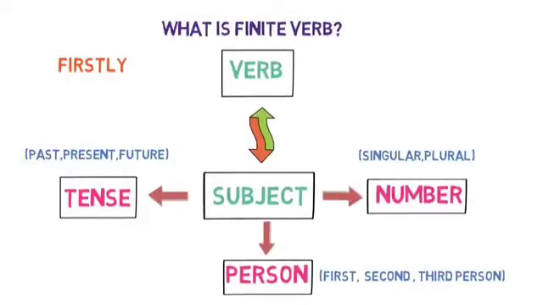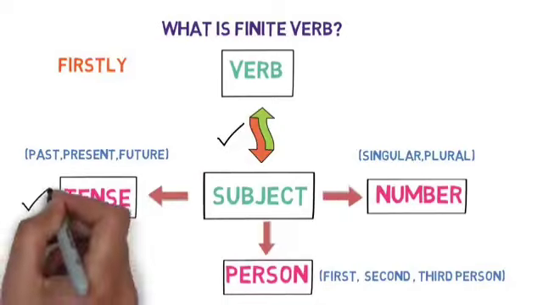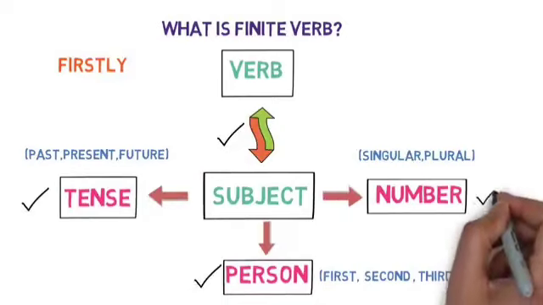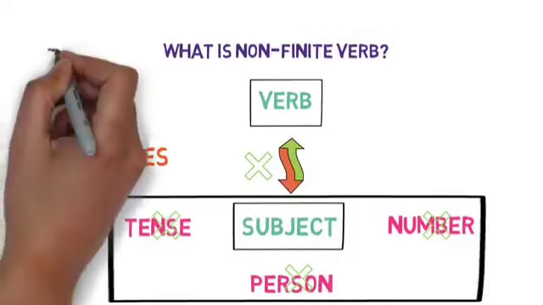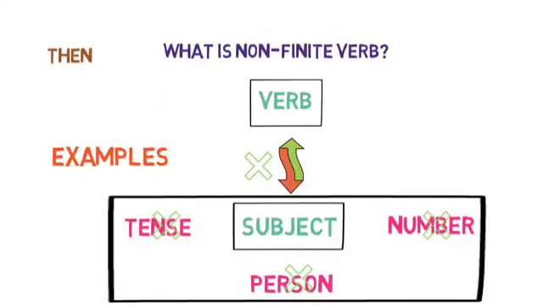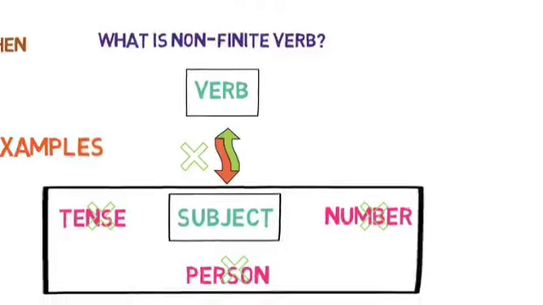We understood what a finite verb is. It is a verb that has an agreement with the subject. It changes as per the tense, person and number of the subject. Then we understood what a non-finite verb is. It is a verb that has no agreement with the subject. It doesn't change as per the tense, person and number.